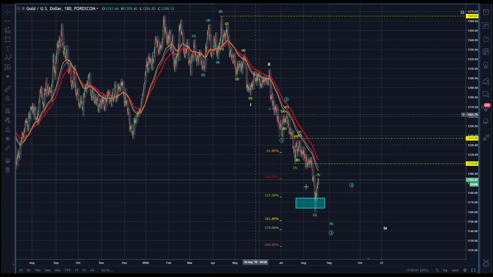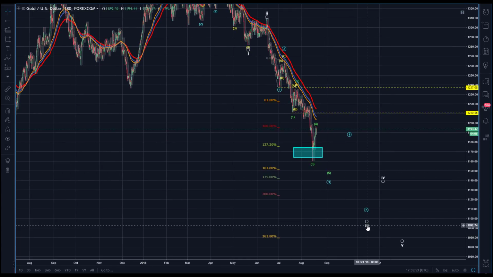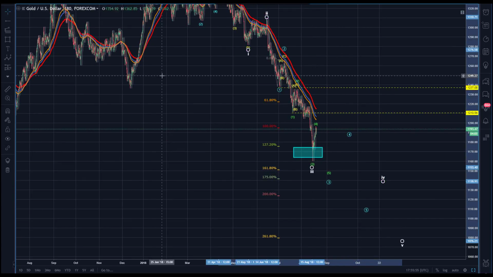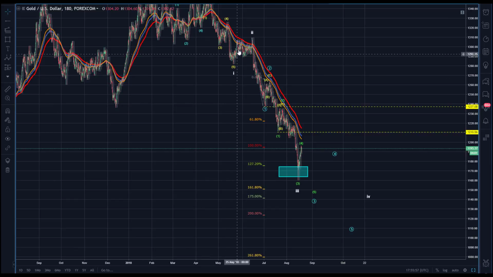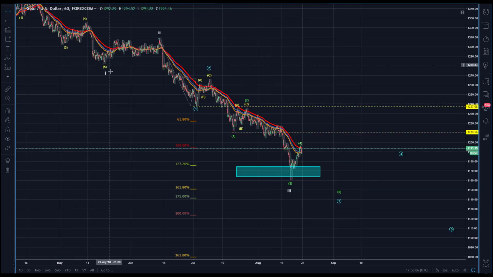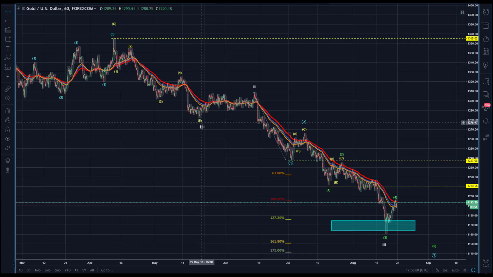If this were 1, 2, and I were to put the 3 here, I've got to get an impulse coming off of this 2. Well, I don't have it. Look what happens here: I get a straight rip down. Let me go to the hourly so you can see it better. All right, there we go. So here's my 1, here's my 2, straight rip down here.